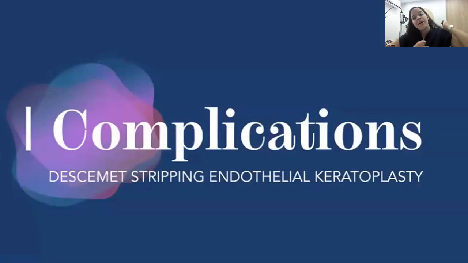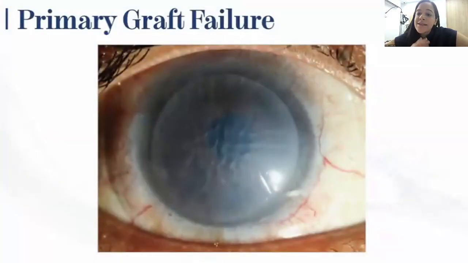So passing on to some complications that can happen during DSAEK. Some studies suggest that primary graft failure can happen in around 5.7% of cases. And in many cases, the graft fails to adhere because the surgeon was aggressive in handling it, and it damaged the endothelial cells.